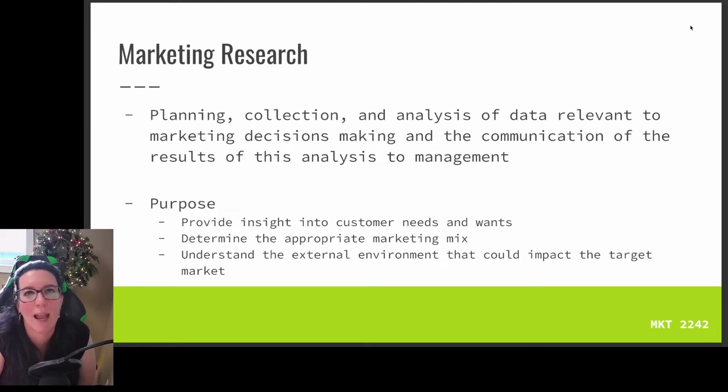Well, why wasn't the HP TouchPad successful? That's because when it was released at about the same time as the Apple iPad, it was more expensive and had fewer features. Who's going to pay for something that does less and costs more? So we need to understand the customer needs and wants. We need to understand the external environment that is impacting our target market.